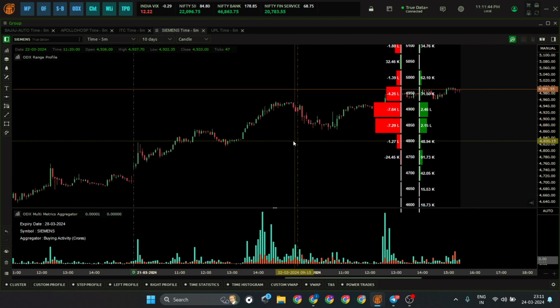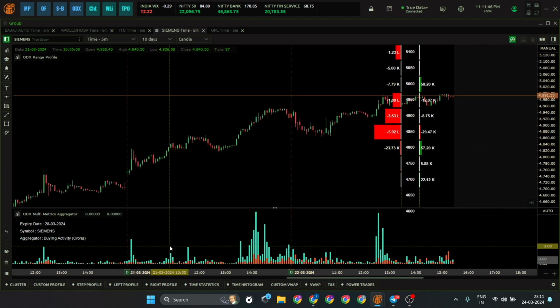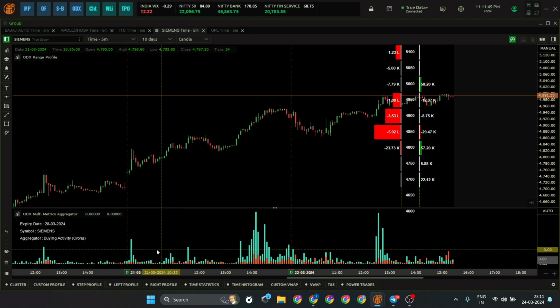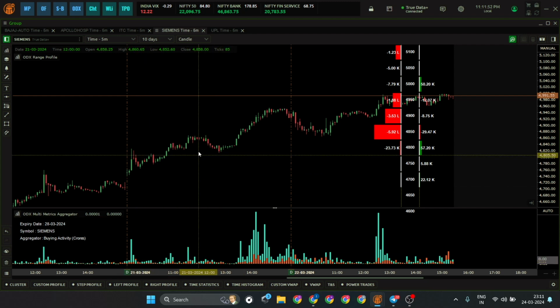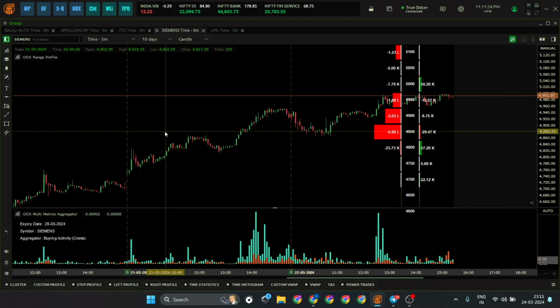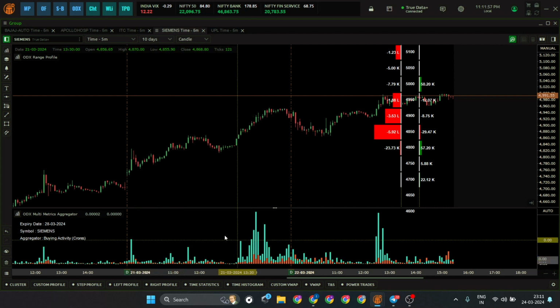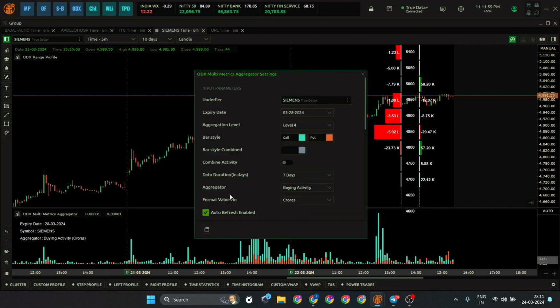Okay, so after keeping one profile, if I see this particular area, there is no smart money involved. How can I say that no smart money is involved in this area? By seeing the ODX multi-matrix aggregator. In the previous video, I have discussed everything about the ODX multi-matrix indicator. The only change is that we use level 4 here, and we use the aggregator as buying activity rather than total buying. Only these two are the changes. Everything else is the same as in the ODX multi-matrix aggregator video.